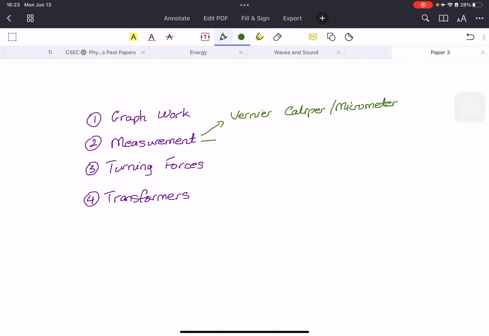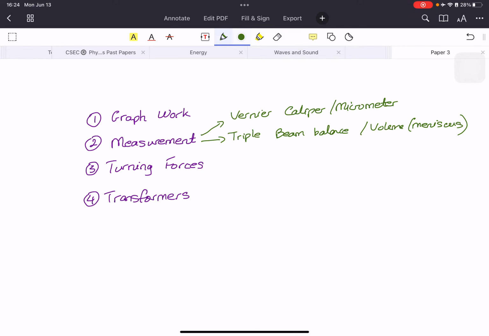Now other things in measurement could be the triple beam balance, as well as volume, where you read off the meniscus. Right, and we actually have past paper questions on reading of the meniscus and using the triple beam balance and finding density from those, right? So measurement is fine, we could handle measurement.